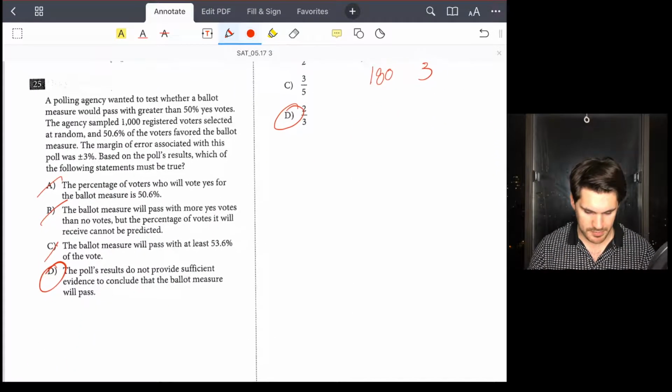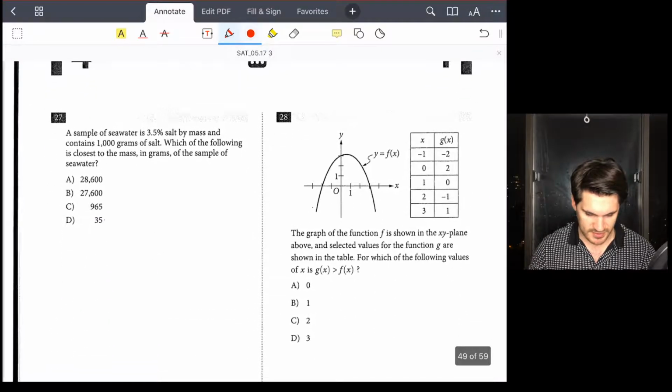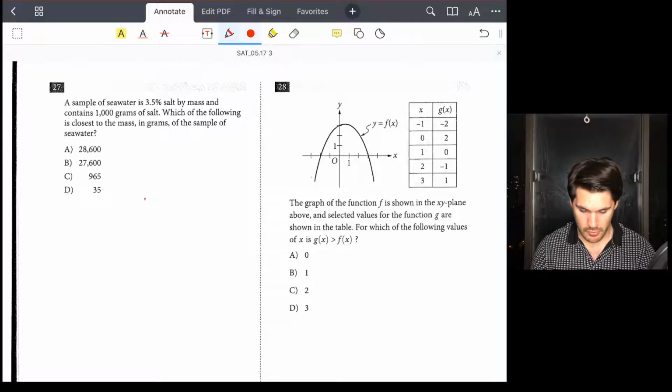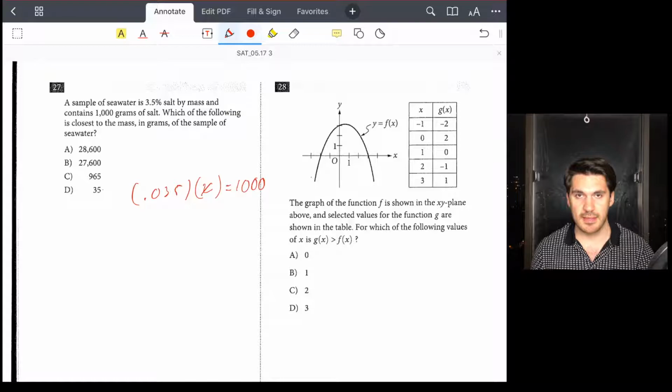Alrighty, let's hit up number 27. Last few questions here. A sample of seawater is 3.5% salt by mass and contains 1,000 grams of salt, which is closest to the mass of the sample of seawater. So the way we're going to do this is we're going to take 0.035. We're going to multiply this by X. And when we do this, we're told we're going to get 1,000 grams of salt. Simple as that. Just divide 1,000 by 0.035, and then you're going to get A is your answer.